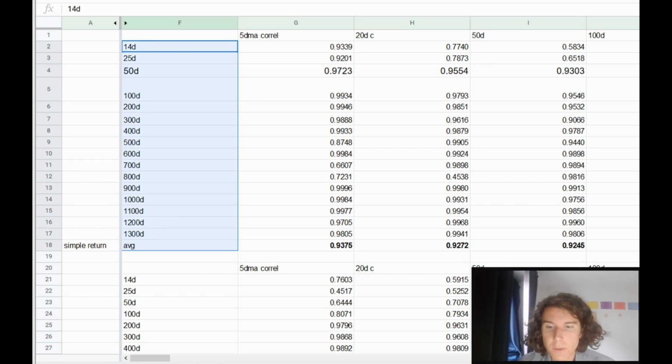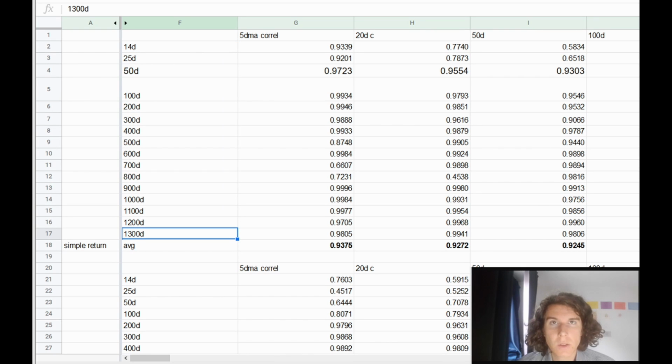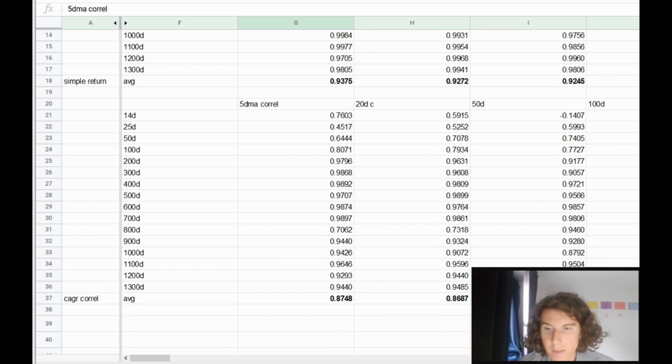In the first set of data, it's a simple return from the stocks. It disregarded the time. It just compared how much the stock was worth like 1300 days ago and compares it to the price now, and then how much there's a difference or how much different ratios correlate towards the price. And the next set is the compounded annual growth rate correlation, which should be more reliable.